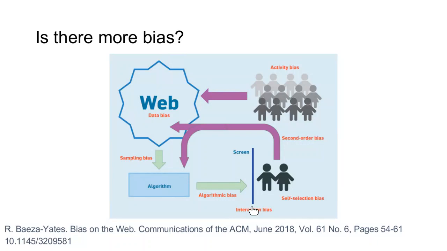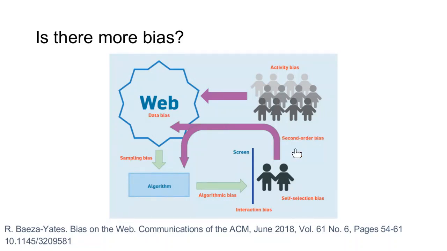Interaction bias means, for example, where on the website, on a search engine, where the results are visualized. You click and interact much more with the top 10 results, and you ignore more the results on the second or third page. That's the kind of interaction bias. He also talks about self-selection bias, which means that you might only be interacting with content that you find more interesting or that supports your worldview.